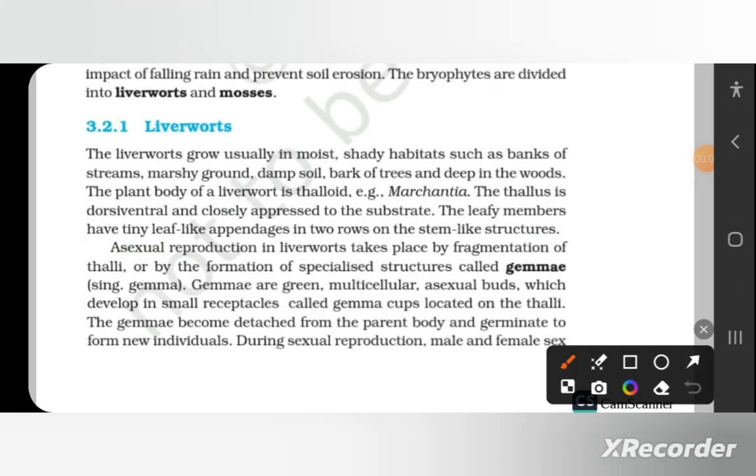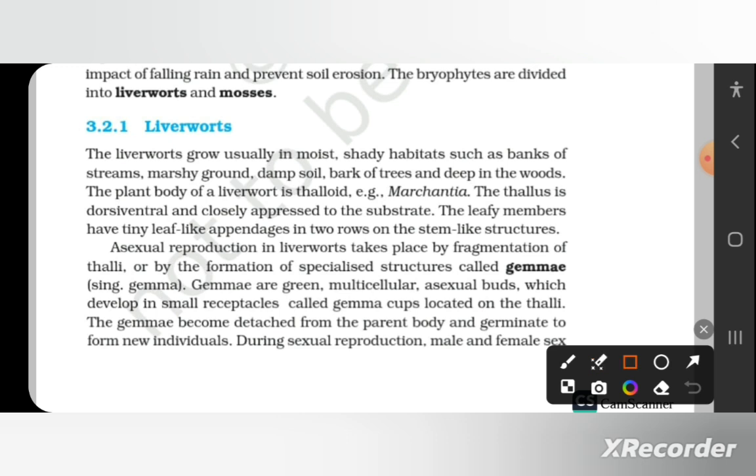So let's start liverworts. Basically all the understanding portion has been covered. Now there would be some lines which you have to just learn as they are given. So let's start. First thing, they have told you that liverworts grow in moist shady habitats like banks of streams, marshy ground, damp soil, etc. Basically all of which supports the fact why they are present near water bodies, because water is essential for their reproduction.